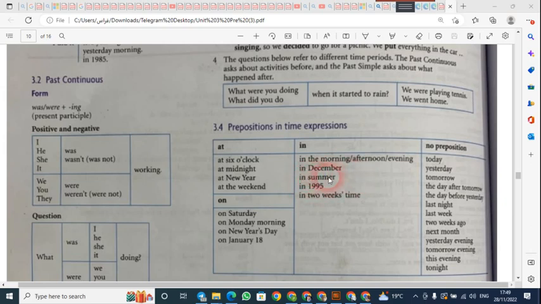With seasons, summer, winter, autumn. With years, مع سنوات, 1995. And in something time, in 2 weeks time, in 3 weeks time. For these expressions we don't use any preposition. مع هذا التعبير لا نستخدم حرف جر. So you need to learn these found in this table.